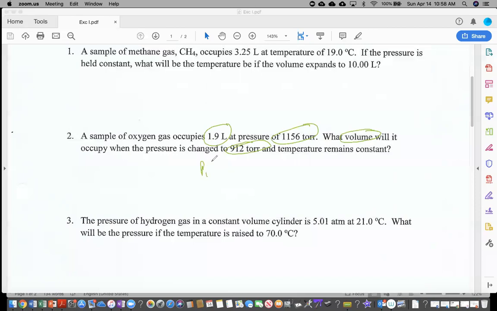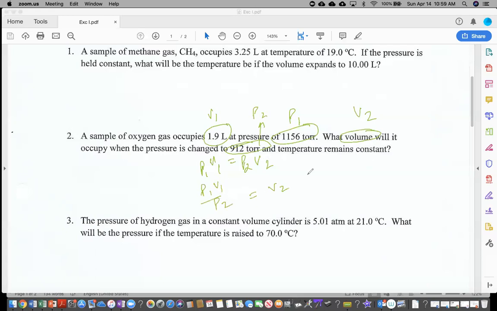P1 over V1? Think again. No. They're both on the same side, so it would be P1 V1 equals P2 V2, and not P1 over V1. It's not always division. When they're together, it could also be multiplication. You're given volume 1, pressure 1, you're looking for V2, and you're given P2. So to find that, wouldn't I move the P2 to the denominator?